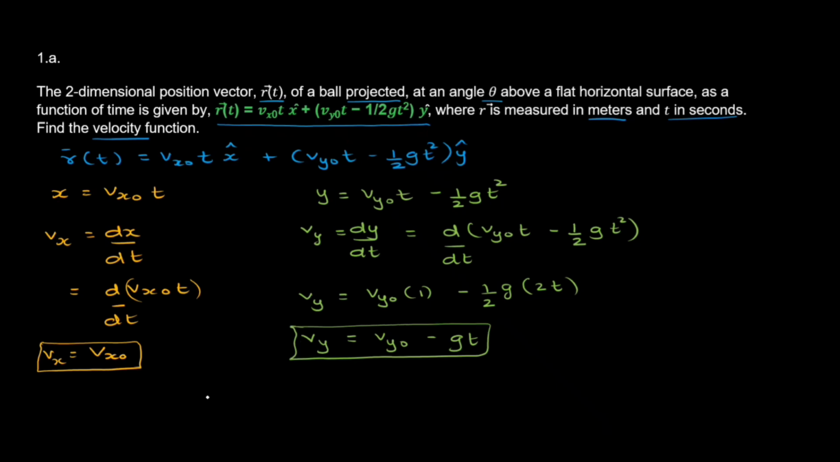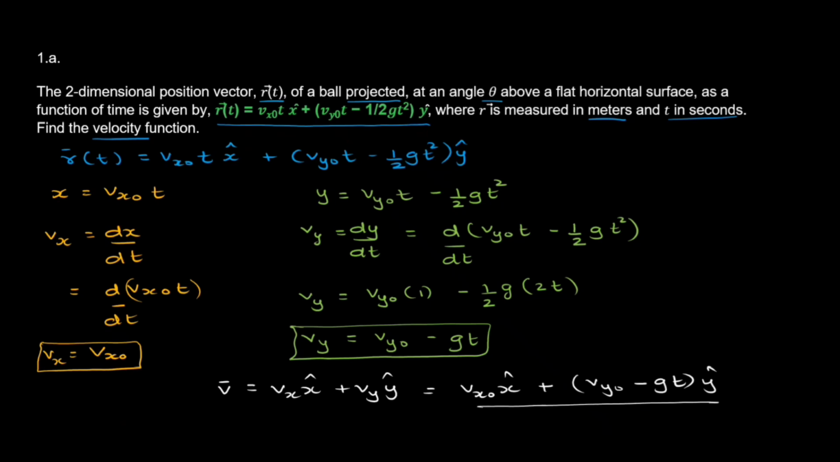Then we can write the final velocity function v bar to be equal to vx x cap plus vy y cap. That will be equal to, the x component of velocity is vx0 x cap, and the y component of velocity is vy0 minus g t y cap. So this is the velocity function for the ball projected at an angle theta.